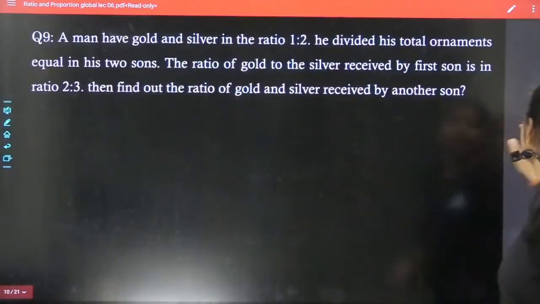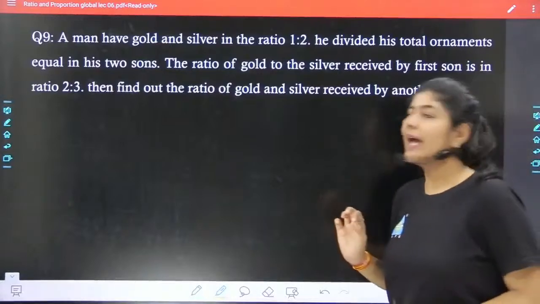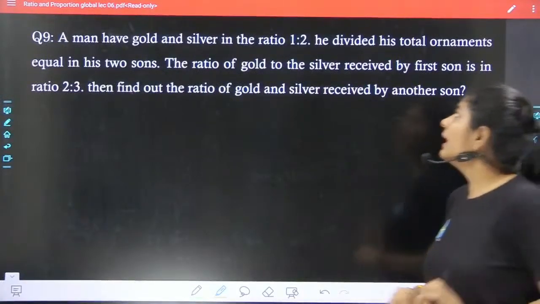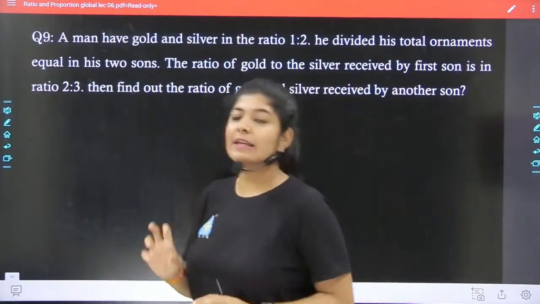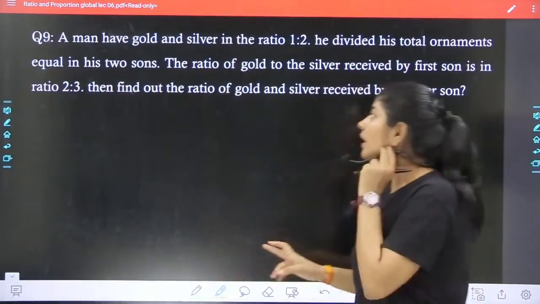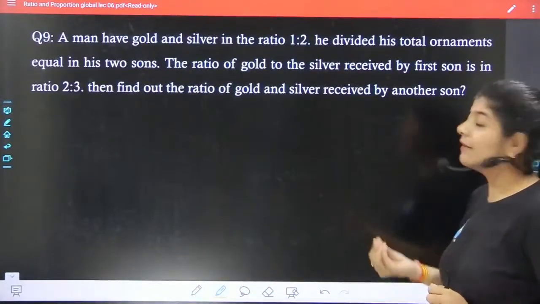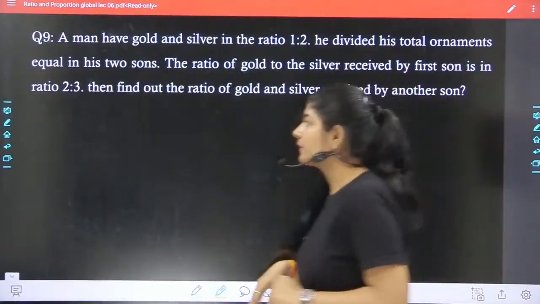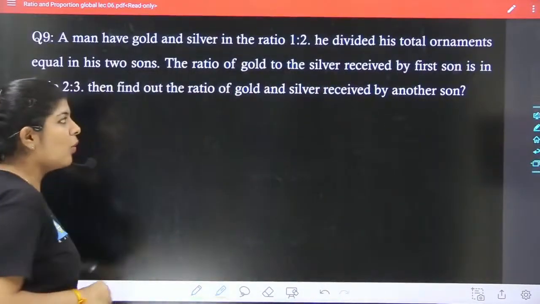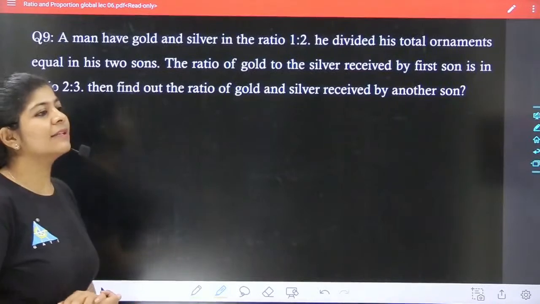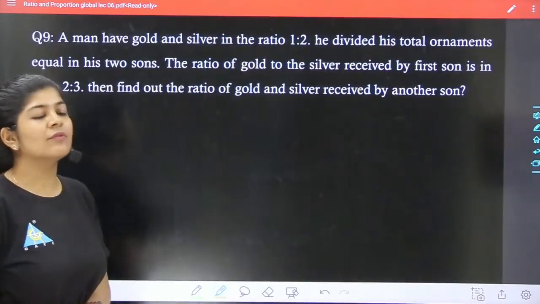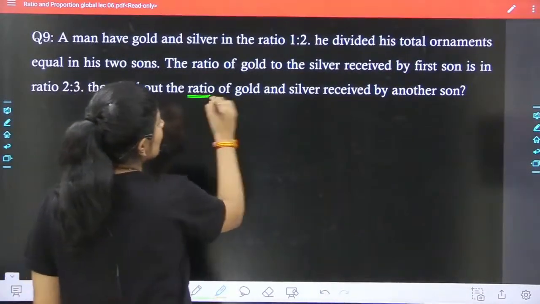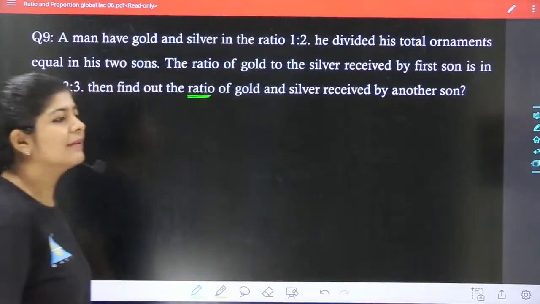Question number 9. A man has gold and silver in the ratio 1:2. He divided his total ornaments equally between his two sons. The ratio of gold to silver received by the first son is 2:3. Then find out the ratio of gold and silver received by the other son. Now what do I have to do? I have to find out the ratio of gold and silver received by the other son.